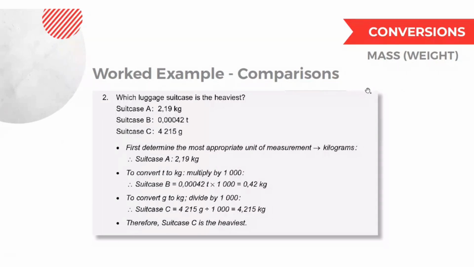This again is our worked example on comparisons. Which luggage suitcase is the heaviest? Suitcase A, kilograms. Suitcase B, tons. Suitcase C, grams. Which one is the heaviest? Now, which one should we convert? What's the most appropriate unit? Kilograms. And from there, we can multiply or divide and remember the concluding statement.